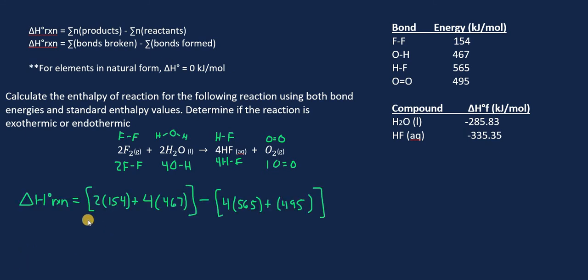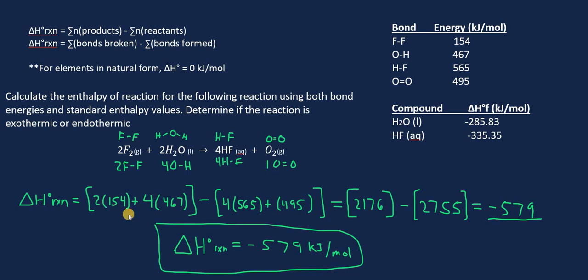Setting that up in your equation, your enthalpy of reaction is equal to 2 times the bond energy for the F to F single bond plus 4 times the bond energy for the O to H single bond, and that's for your bonds broken for your reactants, minus the bonds formed, which would be 4 times the bond energy for the H to F single bond plus the bond energy for the O to O double bond there.